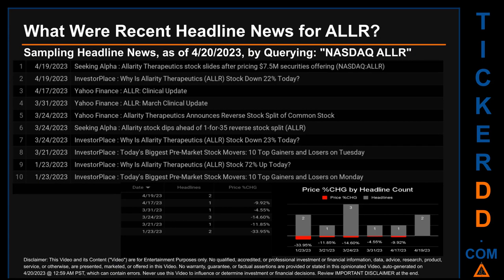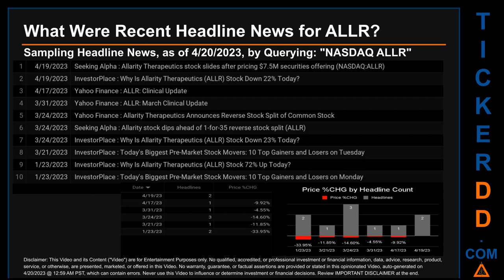The oldest publication was on Monday, January 23, 2023, 3 months and 28 days ago, when Investor Place published the headline that read, "Why is ALLR Therapeutics (ALLR) stock 72% up today?" One other headline was found on this oldest publication date. Investor Place published the headline that read, "Today's biggest pre-market stock movers, 10 top gainers and losers on Monday."